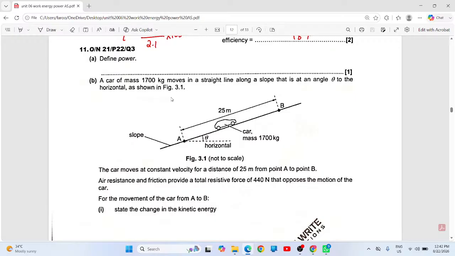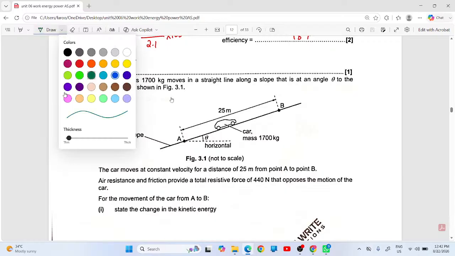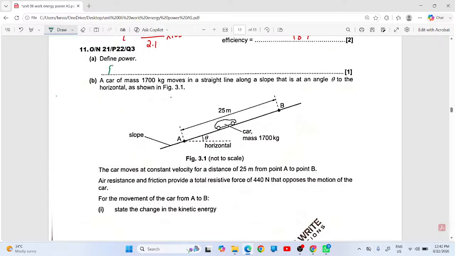Define power. How can you define the term power? Power is the rate of doing work. Rate of work is called power.